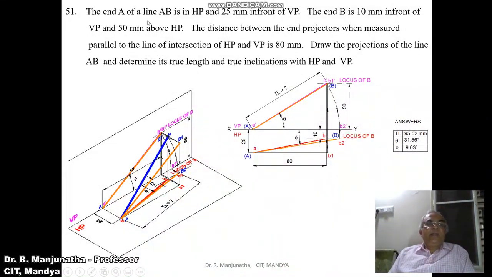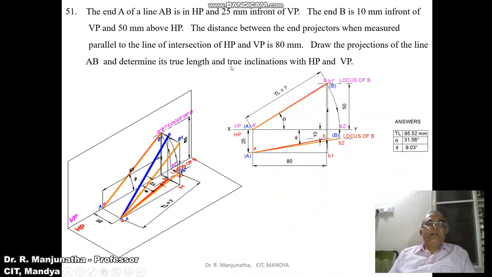The end A of a line AB is in the horizontal plane and 25 mm in front of VP. The end B is 10 mm in front of VP and 50 mm above HP. The distance between the end projectors when measured parallel to the line of intersection of HP and VP is 80 mm. Draw the projections of the line AB and determine its true length and true inclination with HP and VP. So this is the problem.